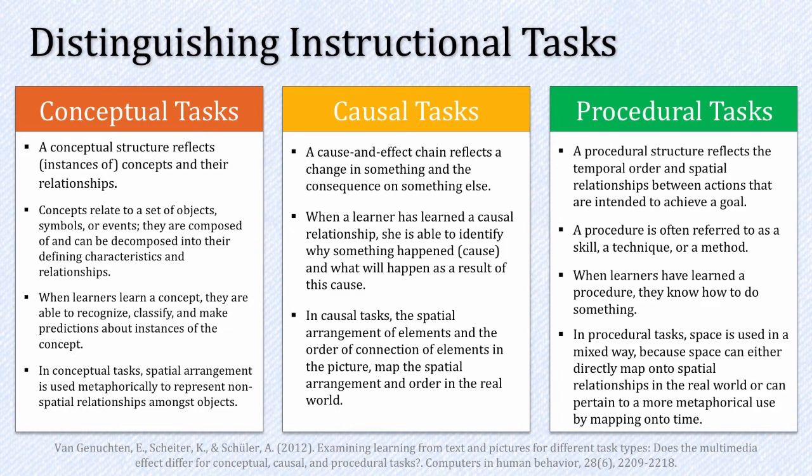The third and final type is a procedural task. And a procedural structure reflects the temporal order and spatial relationships between actions that are intended to achieve a goal. A procedure is often referred to as a skill, a technique, or a method. And when learners have learned a procedure, they know how to do something. And of course, in procedural tasks, space is used in a mixed way because space can either directly map onto spatial relationships in the real world, or it can pertain to a more metaphorical use by mapping onto time.